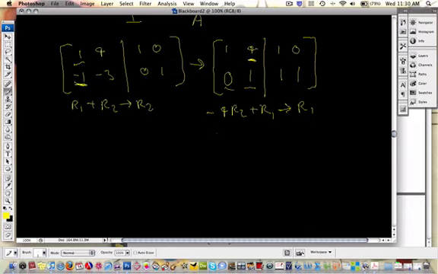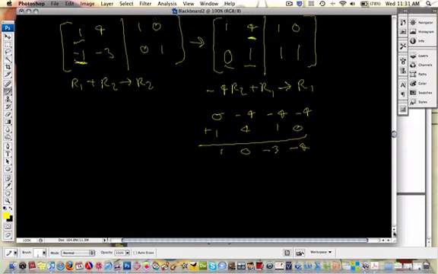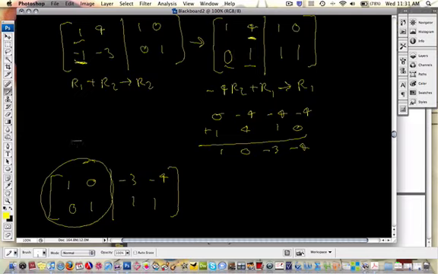It's going to be row 1. So let's see. Negative 4 times row 2 is 0, negative 4, negative 4, negative 4. Row 1 is 1, 4, 1, 0. So we get 1, 0, negative 3, negative 4. Okay. So that's my new row 1. 1, 0, negative 3, negative 4, 0, 1, 1, 1.